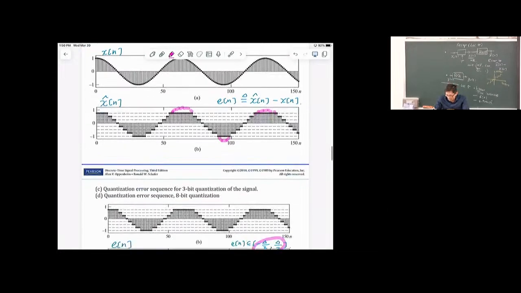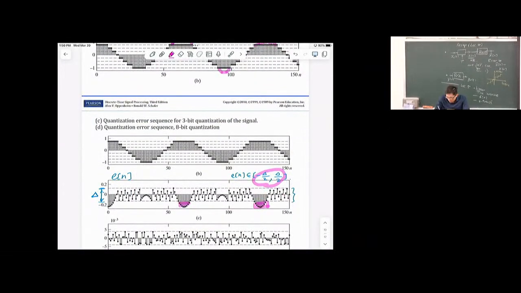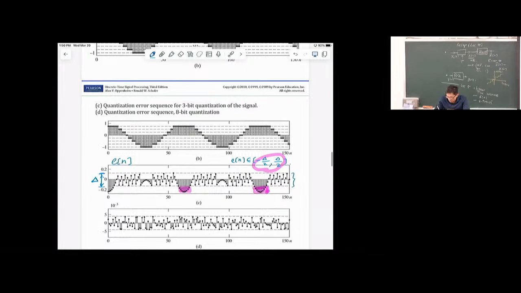So in this case, the error goes beyond the range because of overflow. Maybe overflow is not a good term. I say clipping, because we are clipping. Clip, 夹住, clip. We're clipping the signal between plus and minus full scale. So this is a result of clipping.